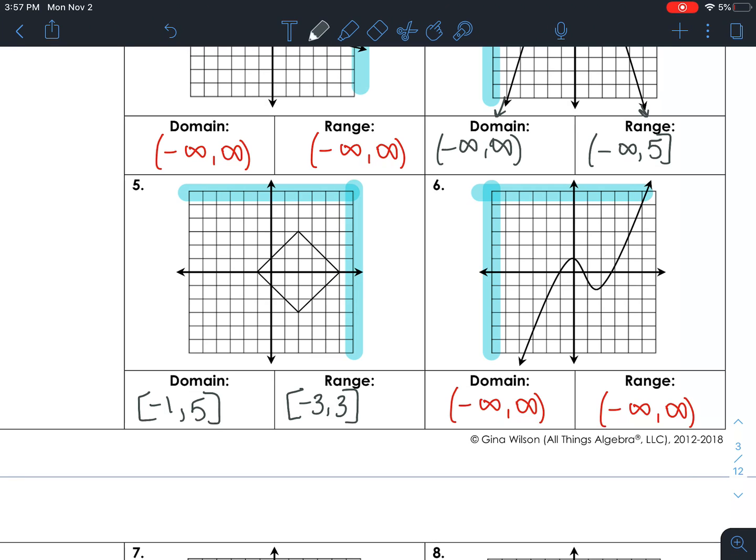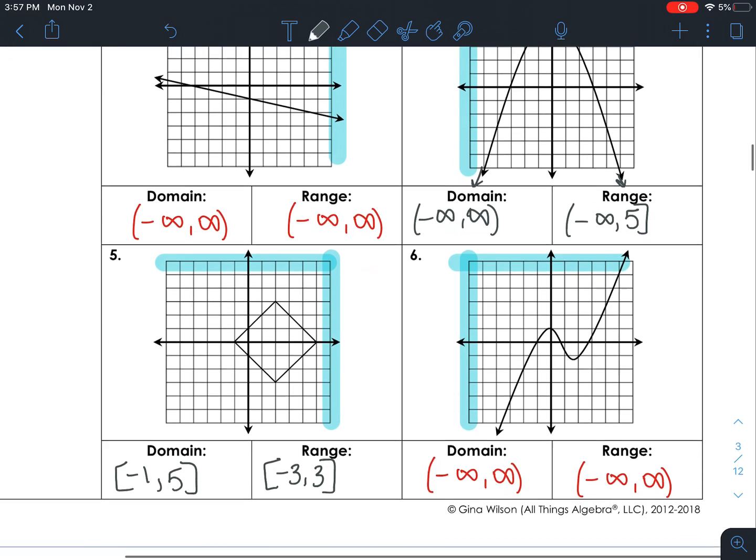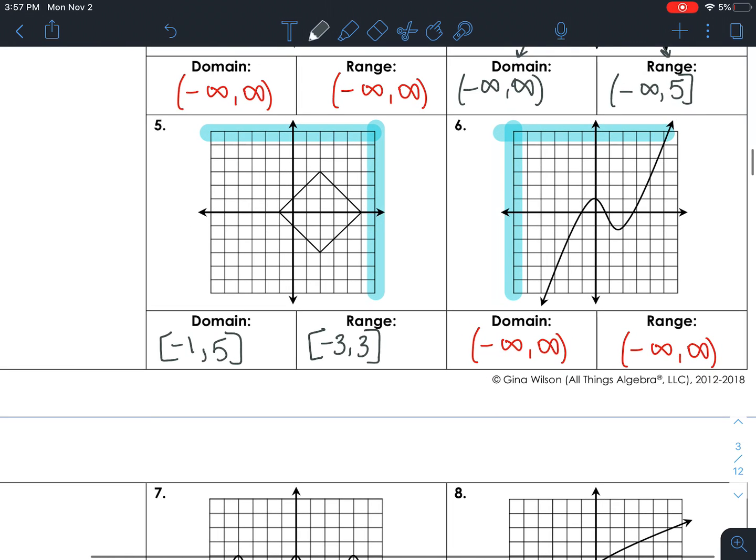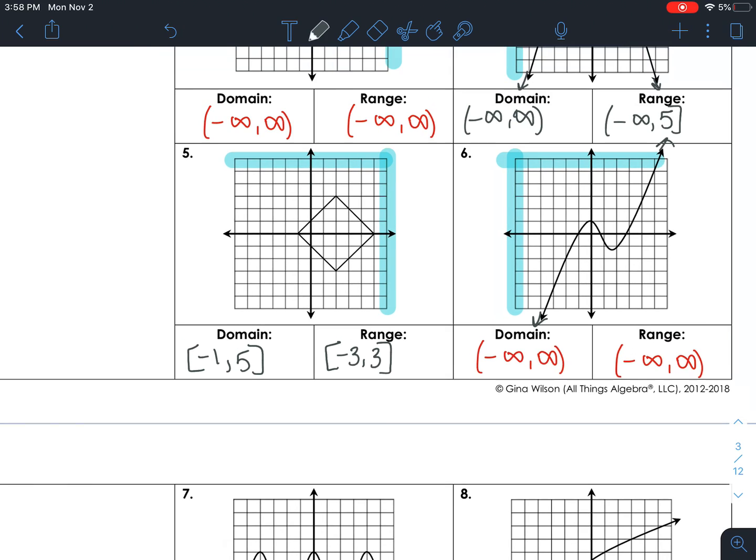Same thing with 6 as I had with 3. These arrows, again, indicate that it's going down and down forever, up and up forever. That's how we got our range. But as they're going down, it's also going to the left and to the right forever. So that's how we get our domain.